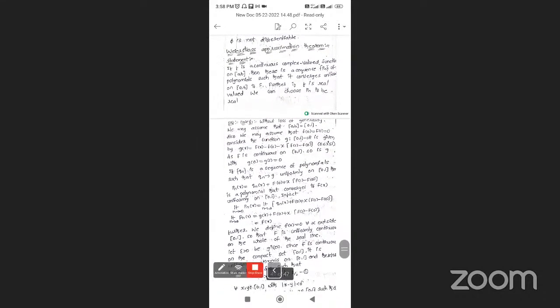Weierstrass approximation theorem, page number 208, a long question. Your textbook has it briefly. F is a real valued continuous function on the closed interval [a, b], and delta greater than 0. Then there exists a polynomial p such that mod of f of x minus p of x is less than delta for all x belonging to the closed interval [a, b].